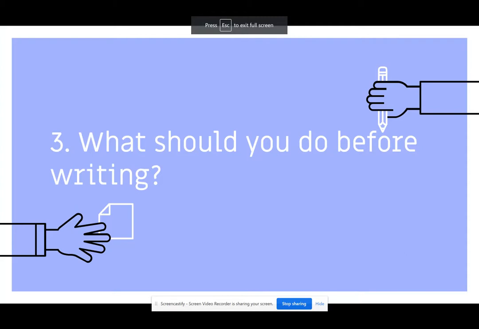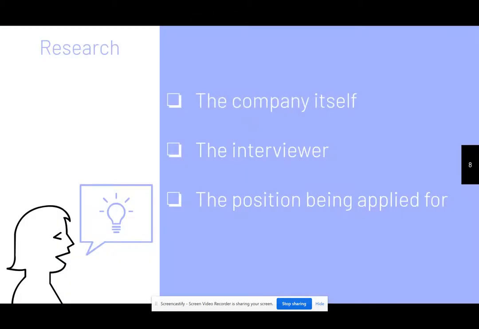So the third thing, what should you do before writing? You should do research. And I don't mean go out and do a research paper. I just mean research the company itself. So when you show up to your interview, you want to have some background knowledge on the company itself, not just the specific job you're applying for. You want to have that knowledge too, but you also want to show that you took initiative and researched the entire company to show that you want to work there.